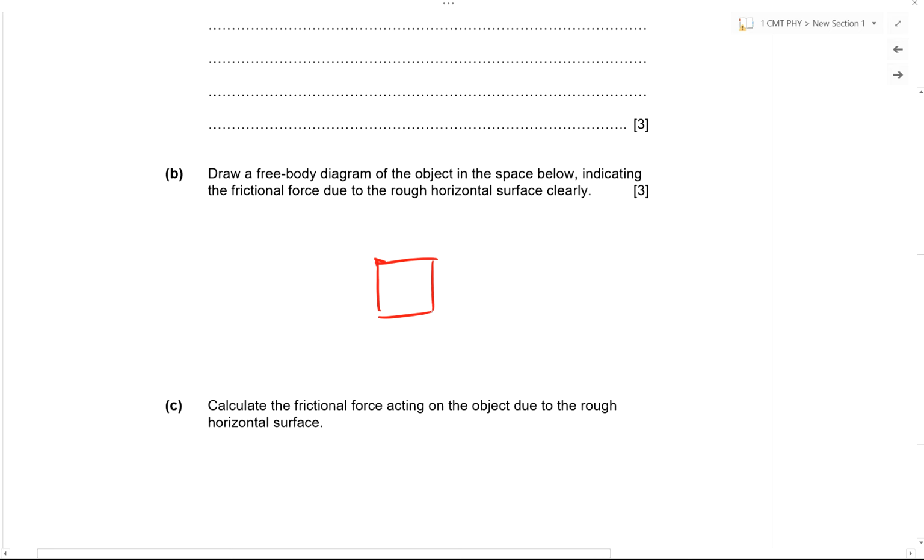Then, where is this box? It is on a rough surface. Do I need to draw the rough surface? Do I need to draw the ground? Need or no need? No need. Because free body diagram means it is free of everything. I only want the box. Nothing else can be drawn. You cannot draw somebody's hand over here, pushing it. Cannot. You cannot draw air resistance blowing over here. Cannot. Yes.